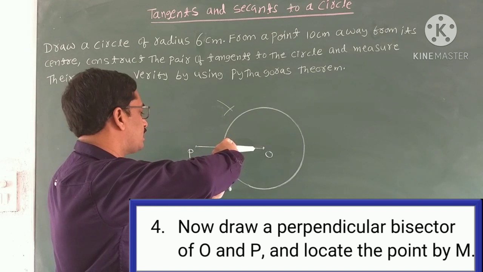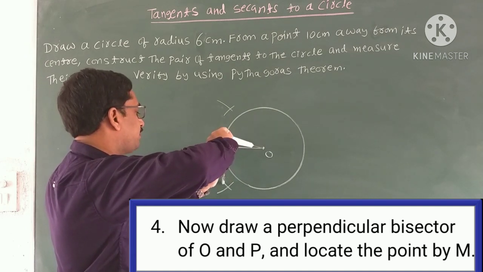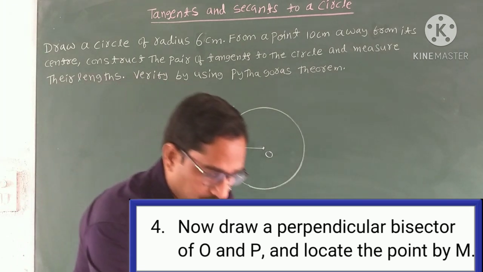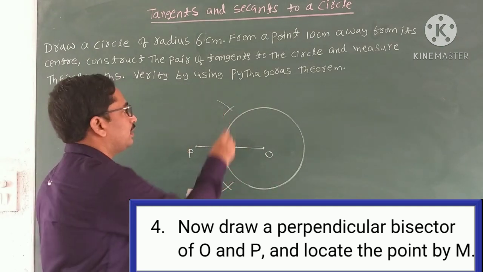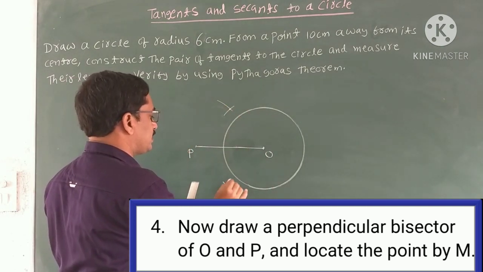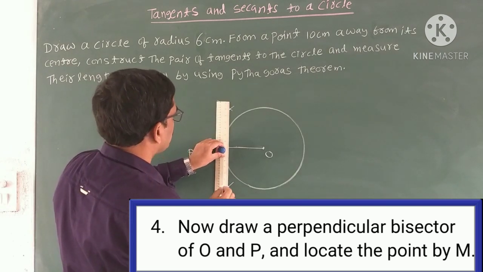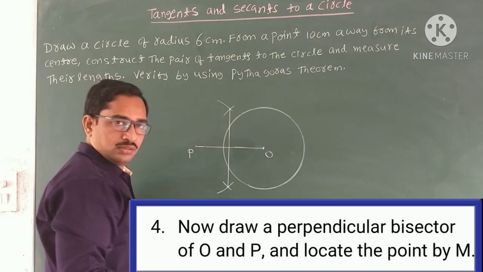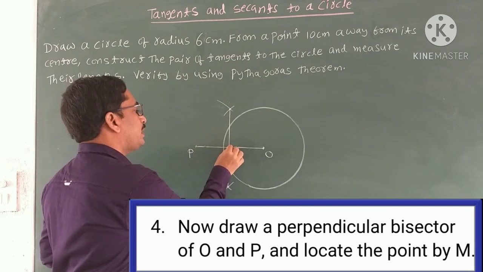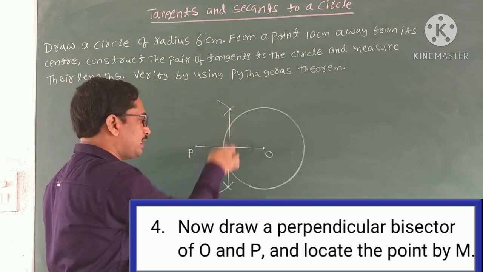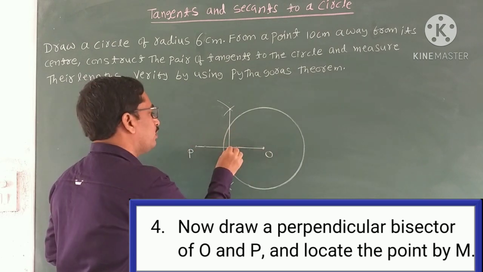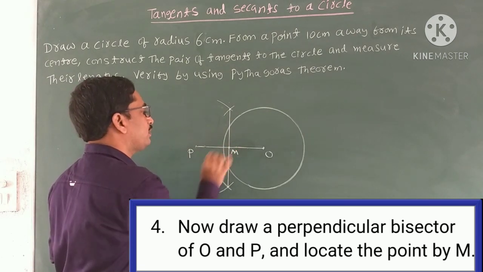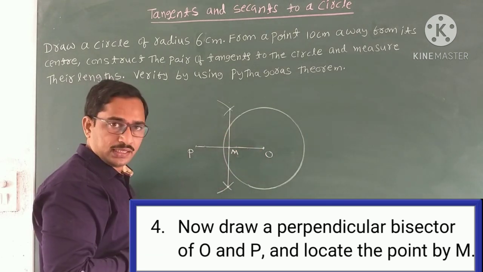The 2 arcs must cut the previous arcs which were drawn from P. Now, join the points of intersection of these 2 arcs, and observe this is the perpendicular bisector of OP. This line is the perpendicular bisector of OP. Locate the point M, the point of intersection of OP and the perpendicular bisector.